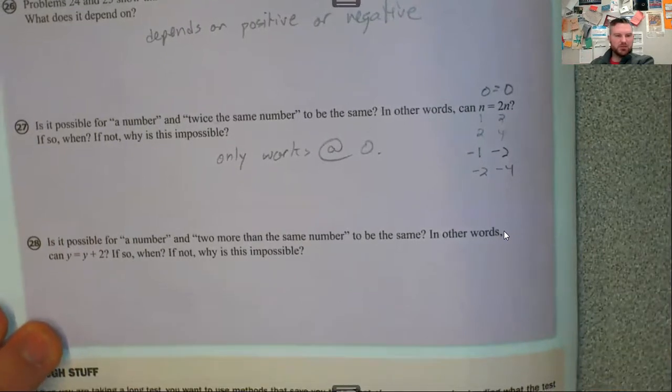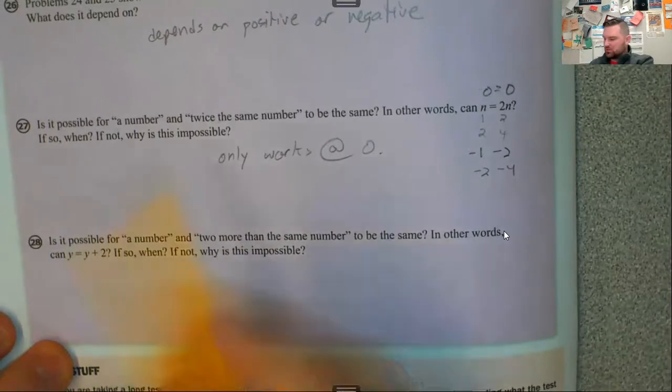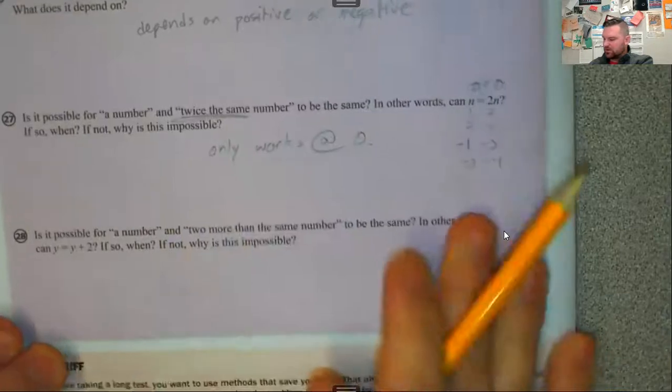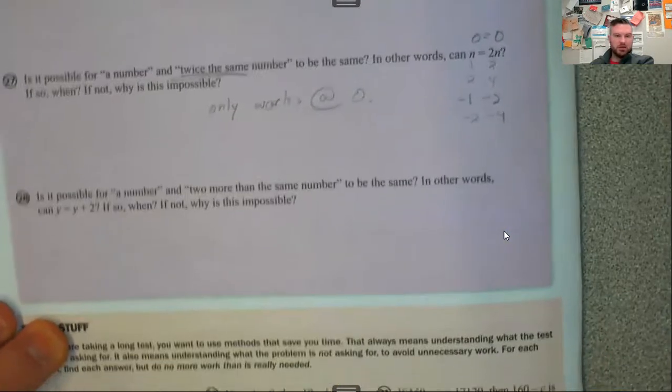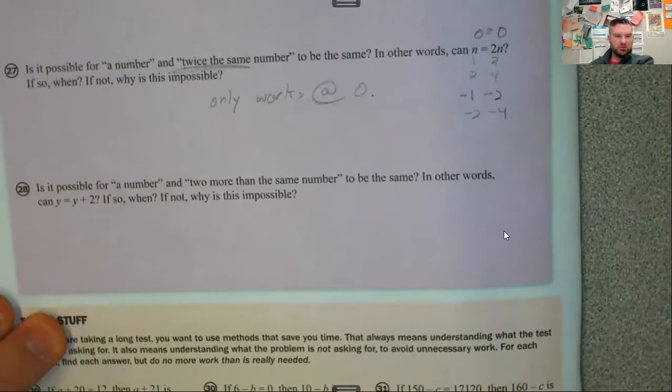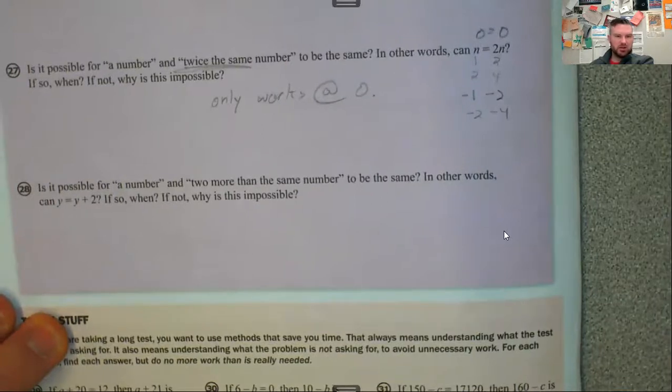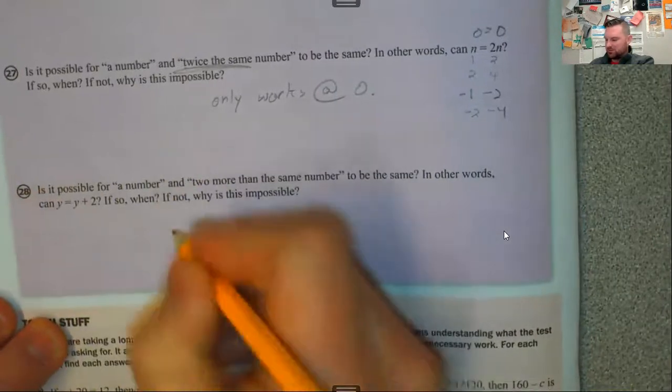28, is it possible for a number and 2 more than the same number to be the same? In other words, okay, so this one was twice, and this one is 2 more. Okay, in other words, can y equal y plus 2? If so, when? If not, why is this impossible? Okay, this cannot be true.